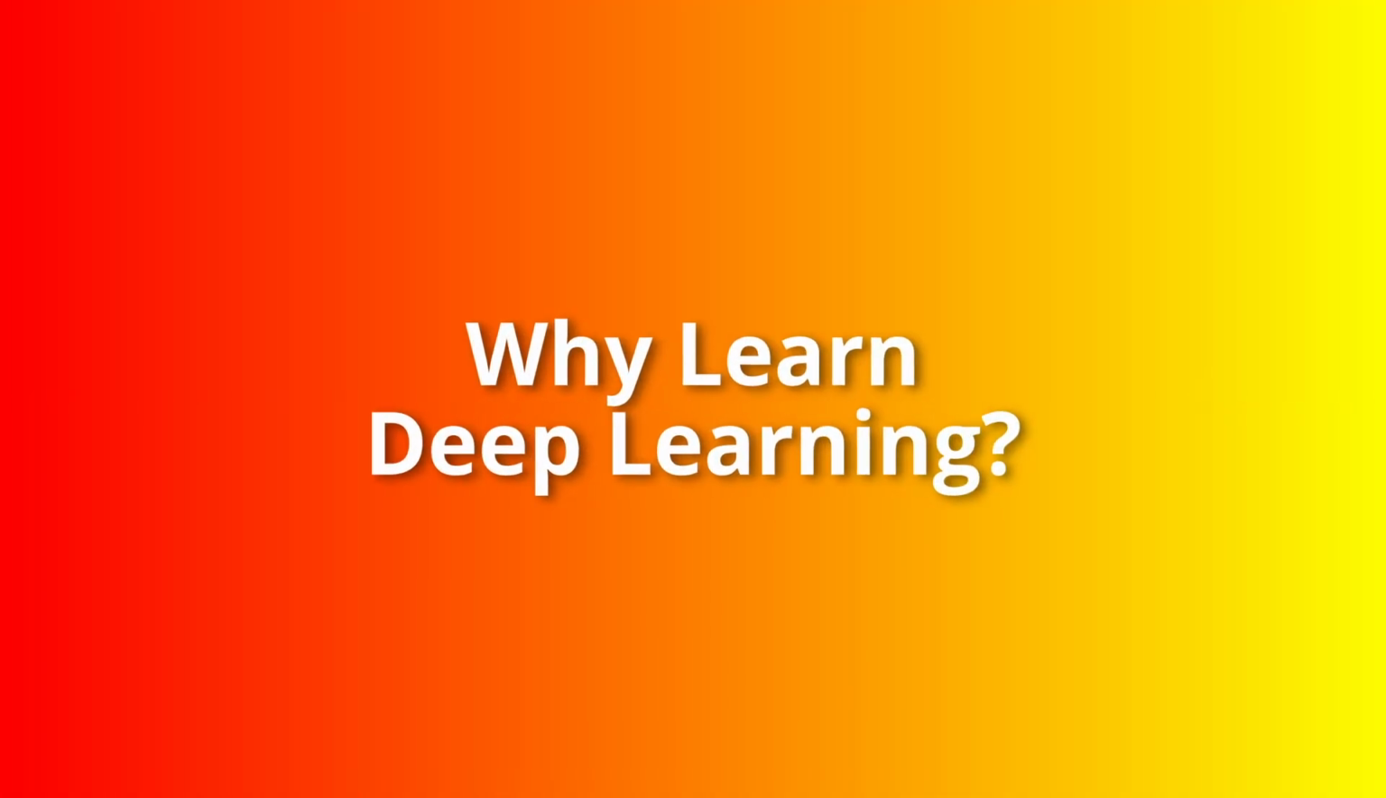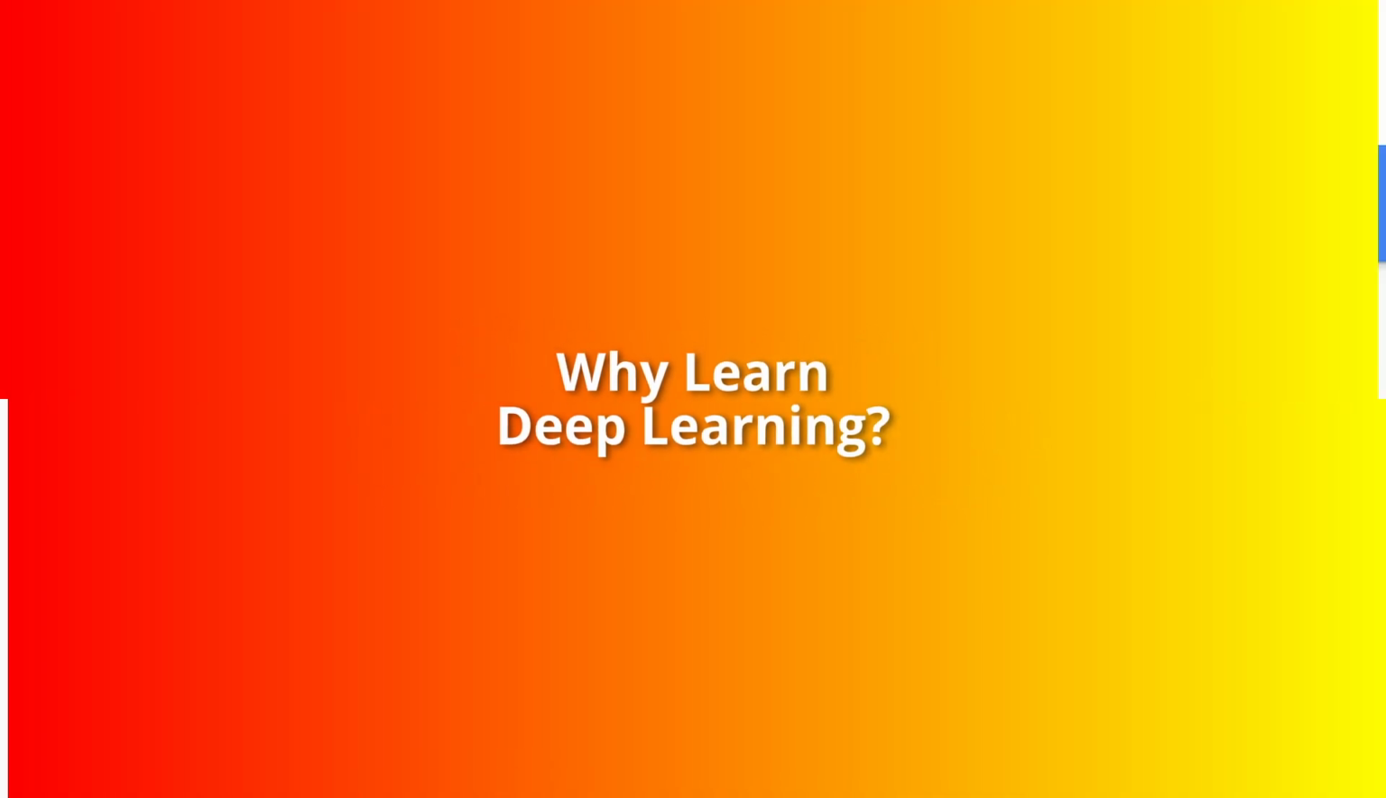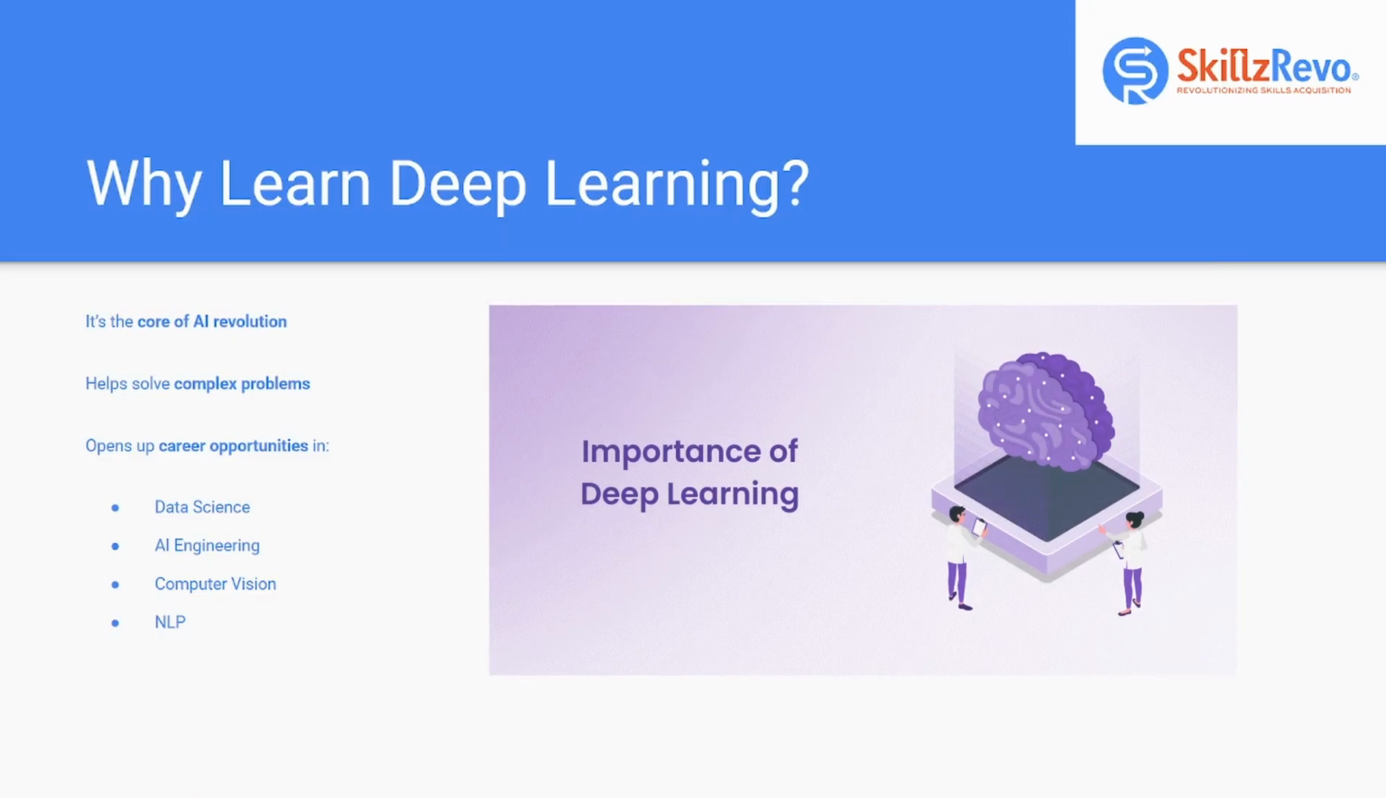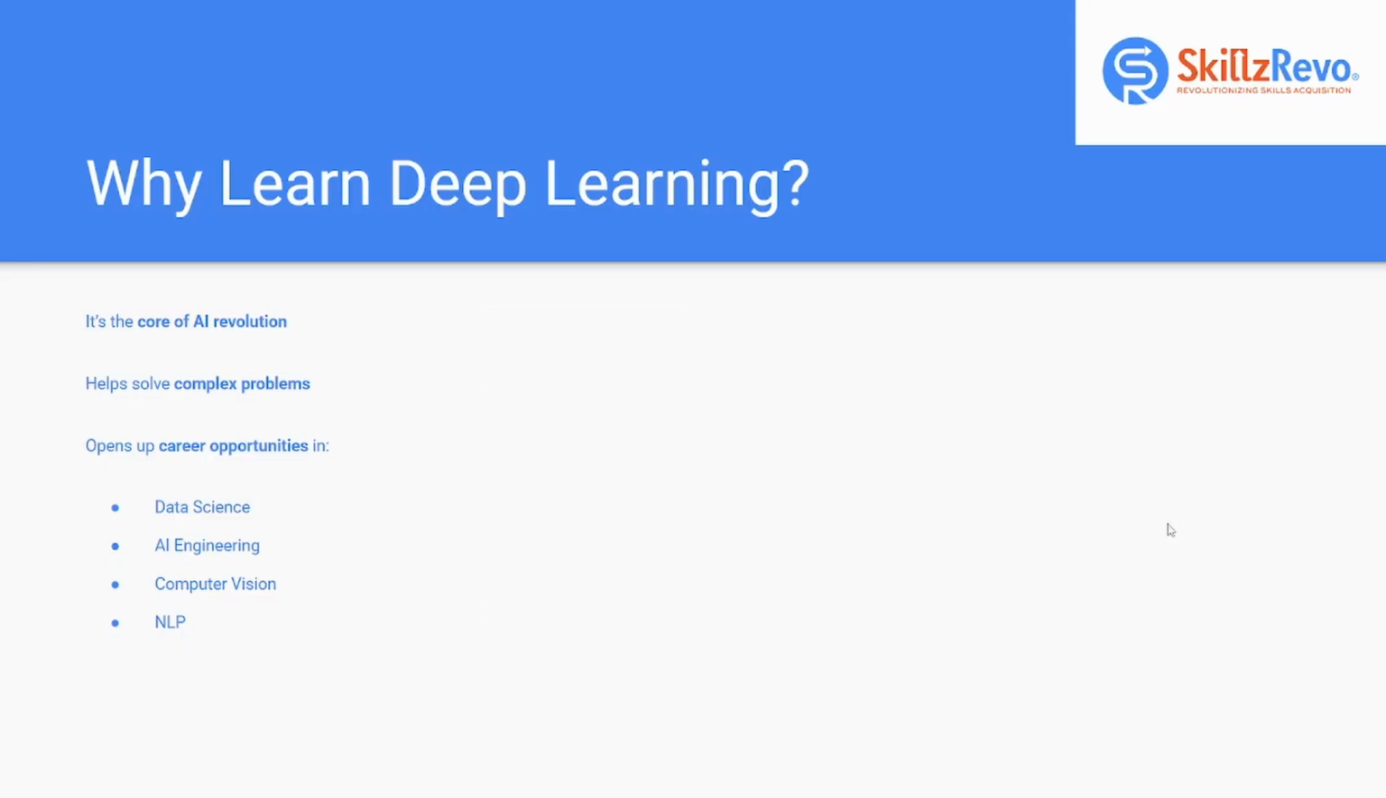So why learn deep learning? There is a simple idea behind why we are using deep learning. It's a revolution. It helps us solve complex problems which cannot be solved by normal machine learning models. And there are open career opportunities, whether you want to be a data scientist, AI engineer, computer vision engineer, or NLP engineer. There are a lot of opportunities in this field. That's why it's a field where we can learn and grow our career.